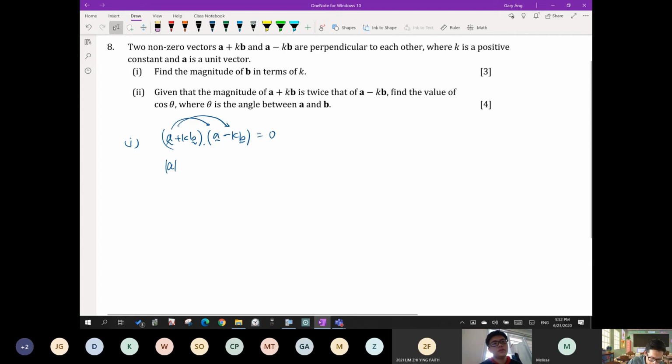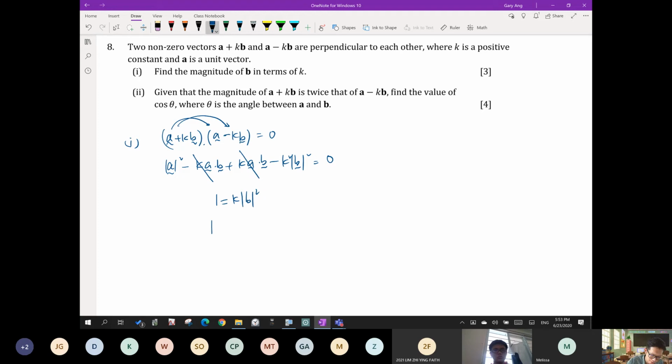So you have A dot A, which is mod A squared, minus K of A dot B, plus K of B dot A. B dot A is the same as A dot B, minus K squared of mod B squared, equal to 0. The middle terms will cancel away. Mod A squared is 1 because A is a unit vector. So this is 1 minus K squared of mod B squared equal to 0. In fact, it's just equal. I'm going to waste time.